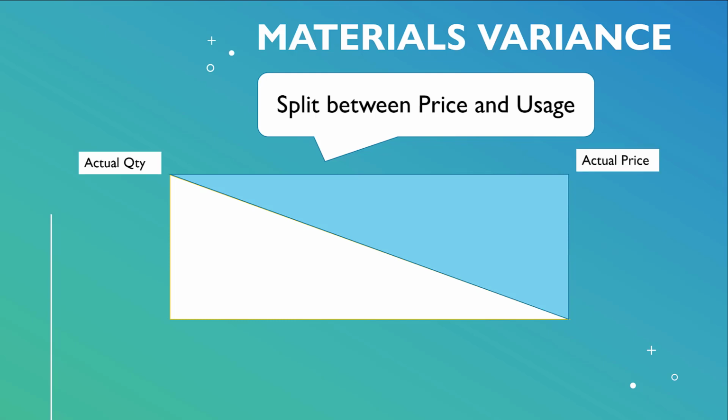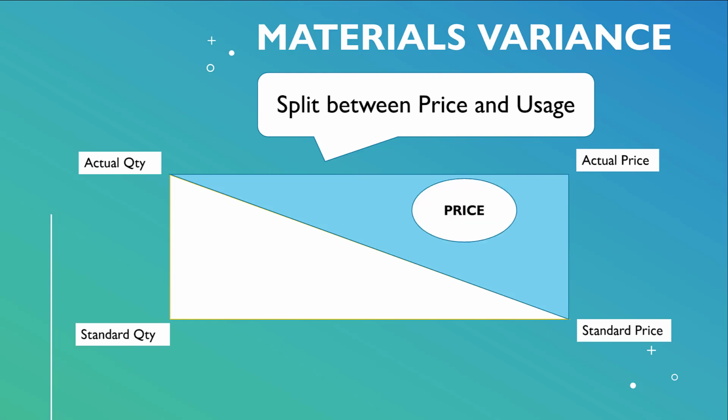Because what you'll realise is you have to split the variance by using these 4 points: actual quantity, actual price, standard quantity, standard price. And the price variance will use 3 of those points, and the usage variance will use 3 of the points. But they'll both use 2 of the same points each. It's only 1 point that will change. So the blue triangle here becomes the price variance, and the white triangle becomes the usage variance.